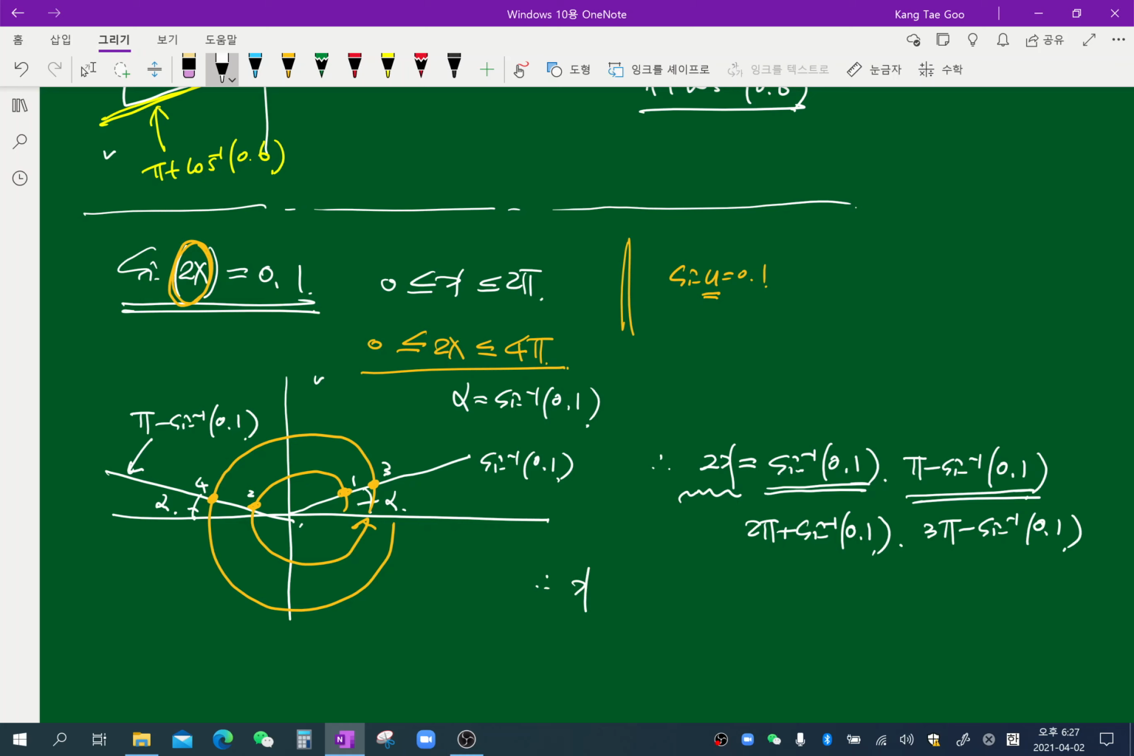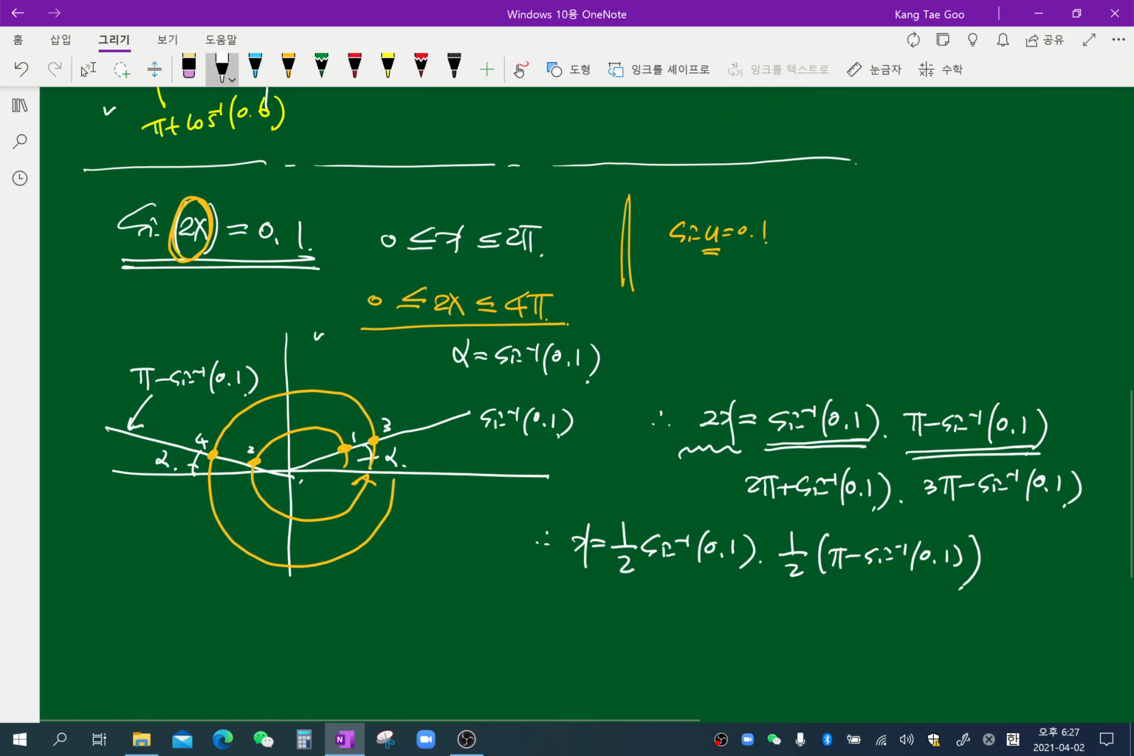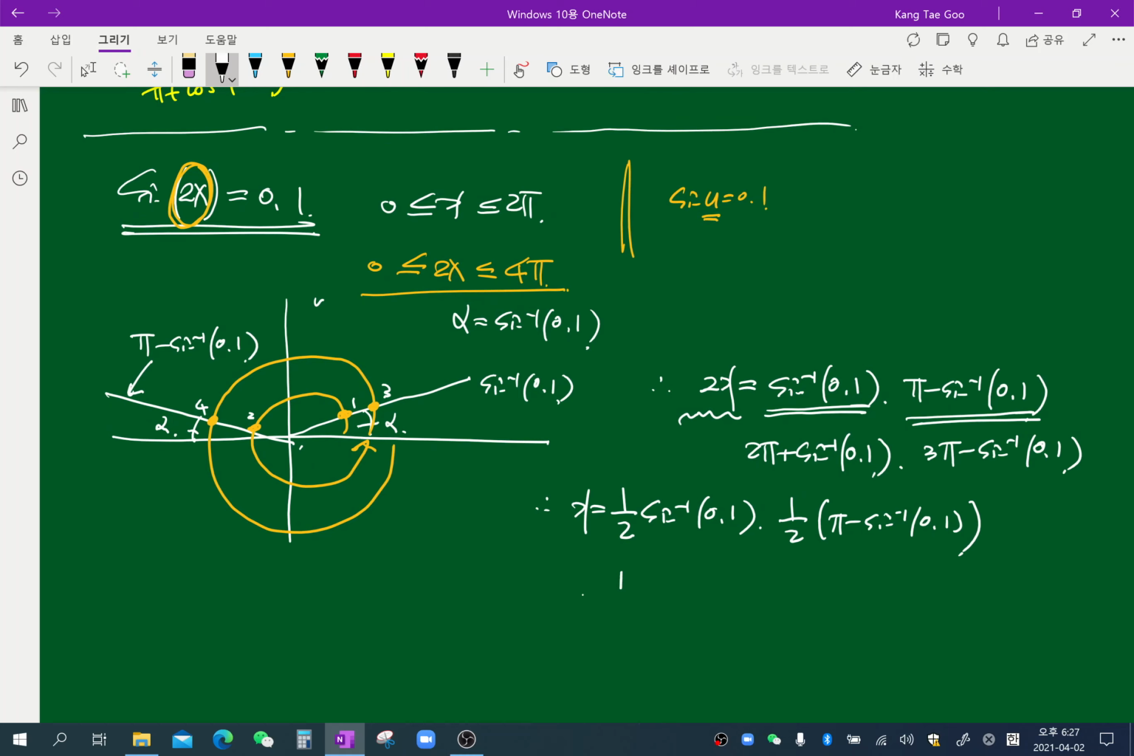So x goes to be half sine inverse 0.1, half pi minus sine inverse 0.1, and then half 2 pi plus sine inverse 0.1, and the last one is half 3 pi minus sine inverse 0.1.